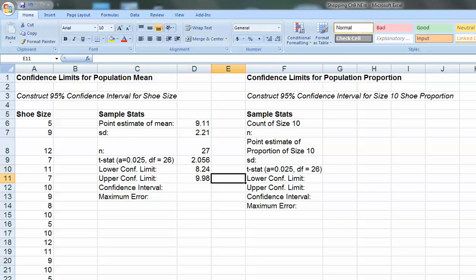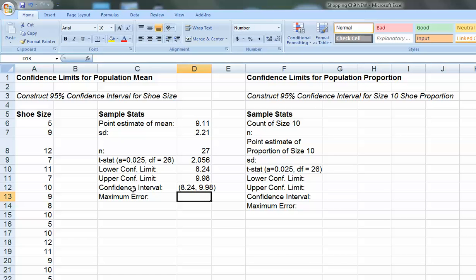Back in a jiff. I have calculated my upper and lower confidence interval limits. Basically, I've created my confidence interval. It runs from 8.24 up to 9.98. And I'm just going to repeat that here. Oftentimes we write confidence intervals. It looks like an ordered pair, but this is how we sometimes do it.